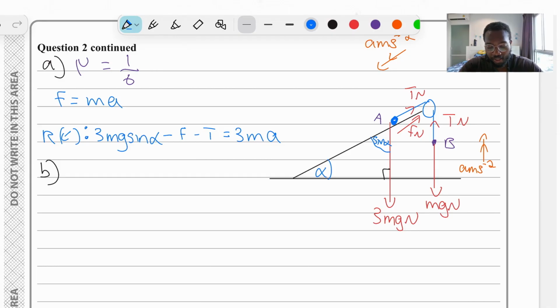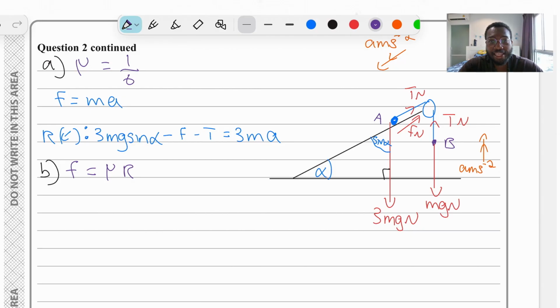Okay, so we know that the equation for friction is mu R. Now in our diagram, we didn't need to actually have the normal reaction down to do part A. But in this question, we need the normal reaction. So where is the normal reaction in relation to A?